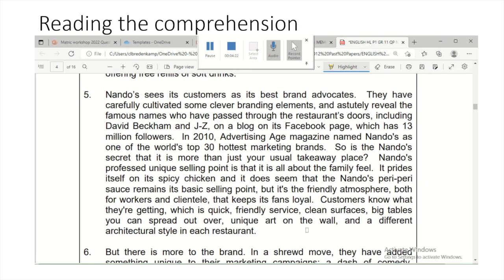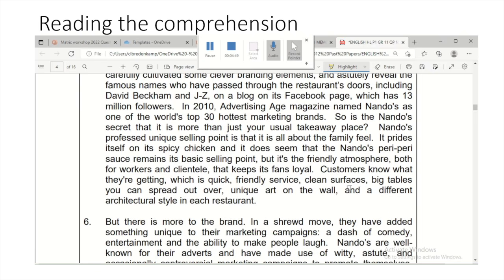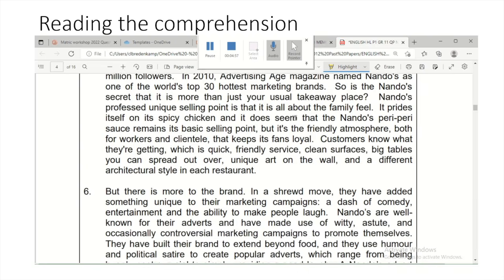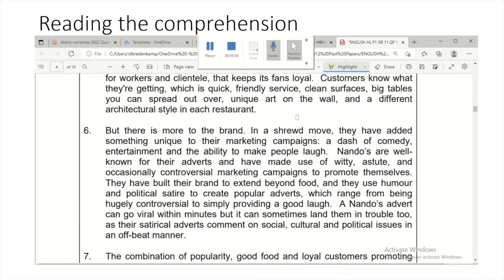So, is the Nando's secret that it is more than just your usual takeaway place? Nando's professed unique selling point is that it's all about the family feel. It prides itself on its spicy chicken, and it does seem that Nando's peri-peri sauce remains its basic selling point. But it's the friendly atmosphere, both for workers and clientele, that keeps its fans loyal. Customers know what they're getting, which is quick, friendly service, clean surfaces, big tables you can spread out over, unique art on the wall, and a different architectural style in each restaurant. But there is more to the brand.